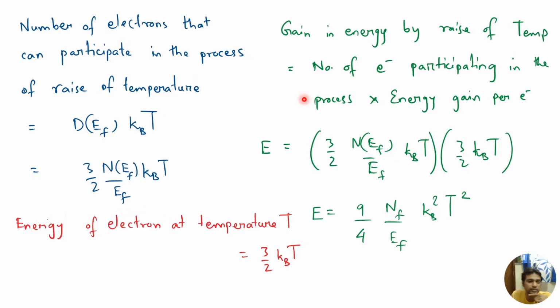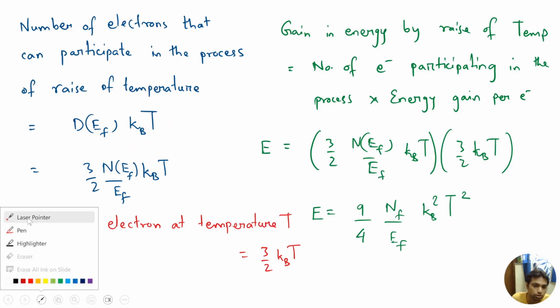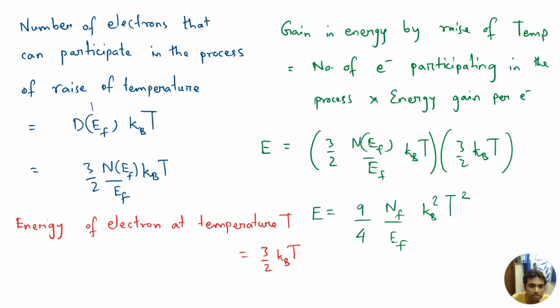So the number of electrons that can participate in the process is this d of EF, which tells you the number of states at energy EF, times kBT. So basically, d of E is the number of states between energy E and E plus dE. Now we say that this dE is nothing but your kBT.